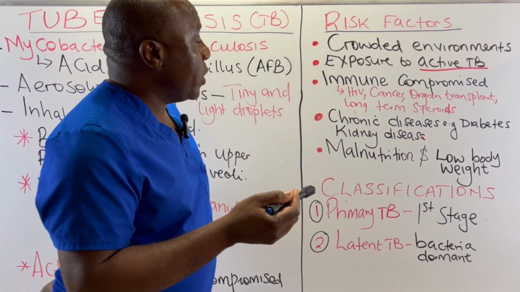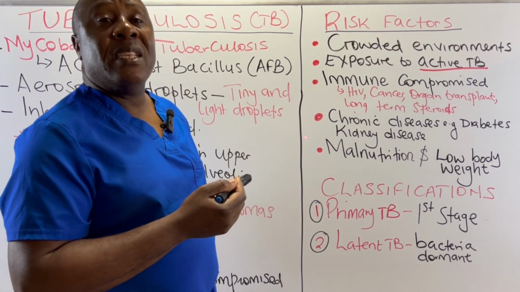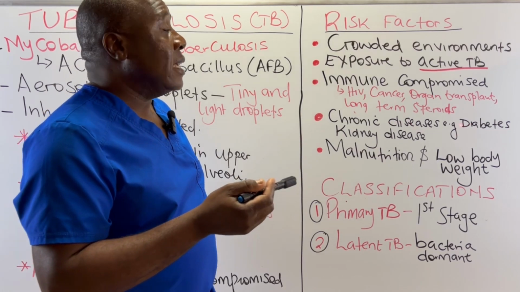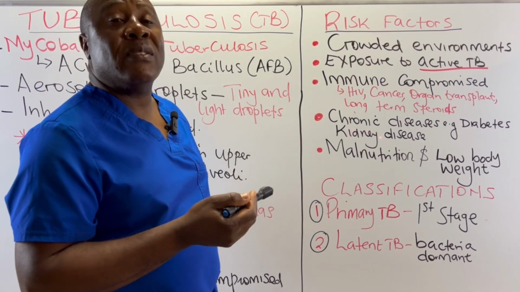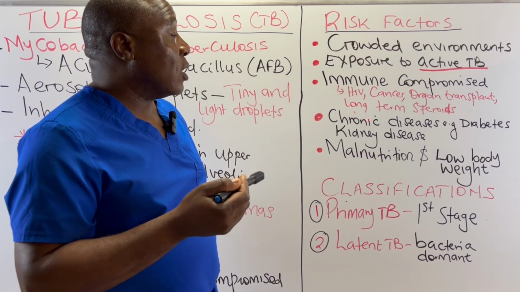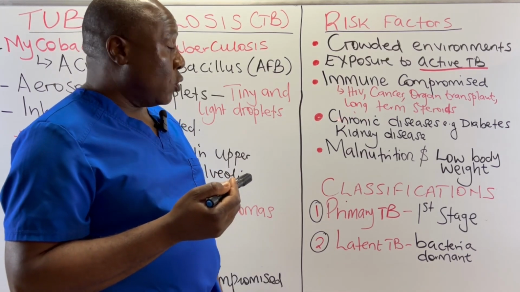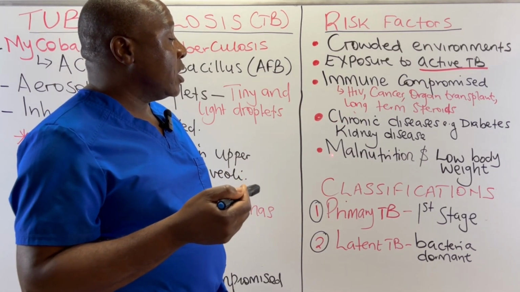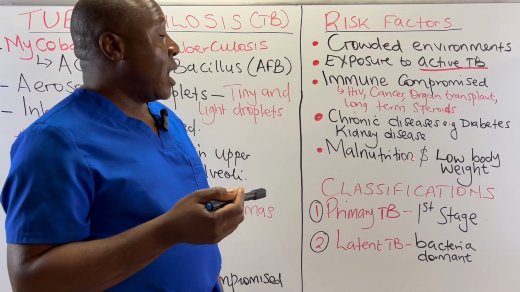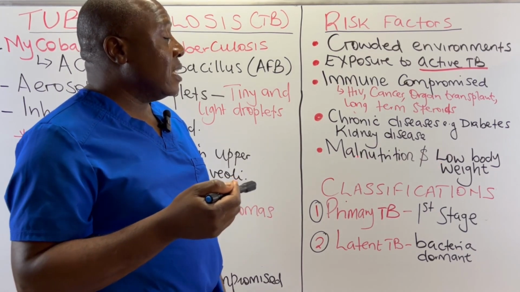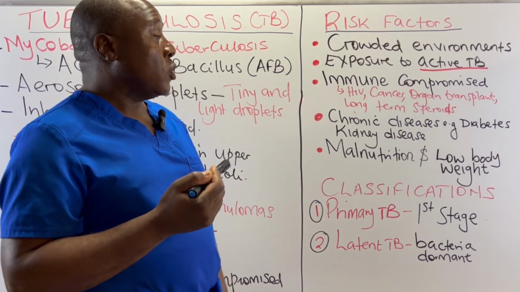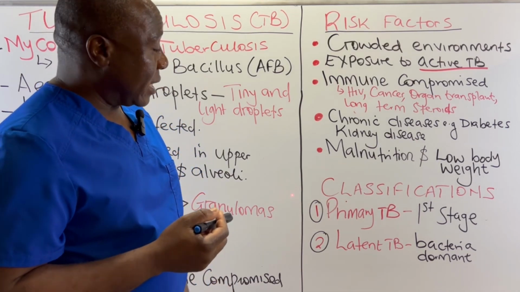We also have those patients with chronic diseases. These are patients who have diseases like diabetes, or who have had kidney disease for a longer time. These patients can contract the bacteria that causes TB. And then we have those patients with malnutrition and low body weight. That's another risk factor that exposes them to this particular TB bacteria.